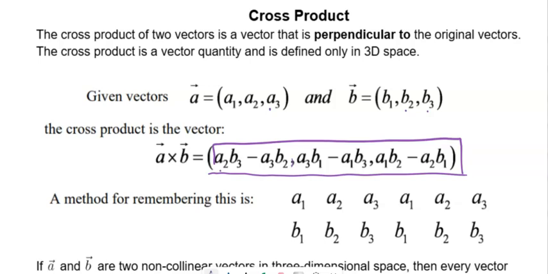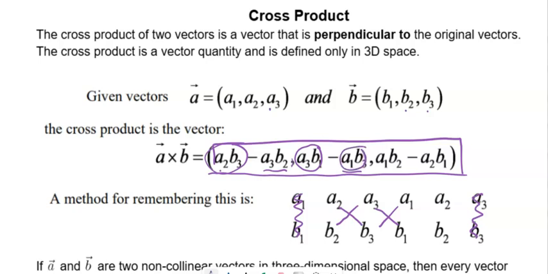What you do is you write out A1, 2, 3, 1, 2, 3, and underneath you write out B1, 2, 3, 1, 2, 3, and then you disregard the first and last set of terms. Then A2 times B3 is this, and then you take away A3 times B2, which is that. And then the second coordinate is A3 times B1, which is this, and then you take away A1 times B3, which is that.